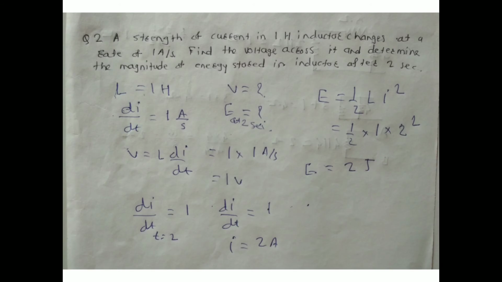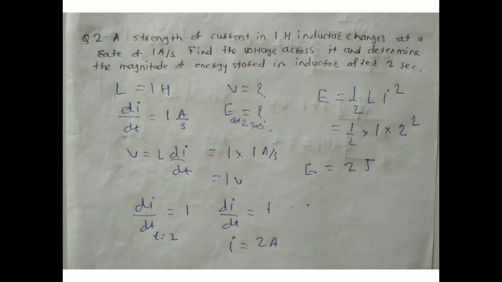Second one, the strength of current in a 1 Henry inductor changes at the rate of 1 ampere per second. So L equal to 1 Henry and di by dt is 1 ampere per second, meaning 1 ampere of current will flow in 1 second. So in 2 seconds 2 ampere current will flow. Then we need to find the voltage across the inductor and determine the magnitude of energy stored in the inductor after 2 seconds. So we will find V.